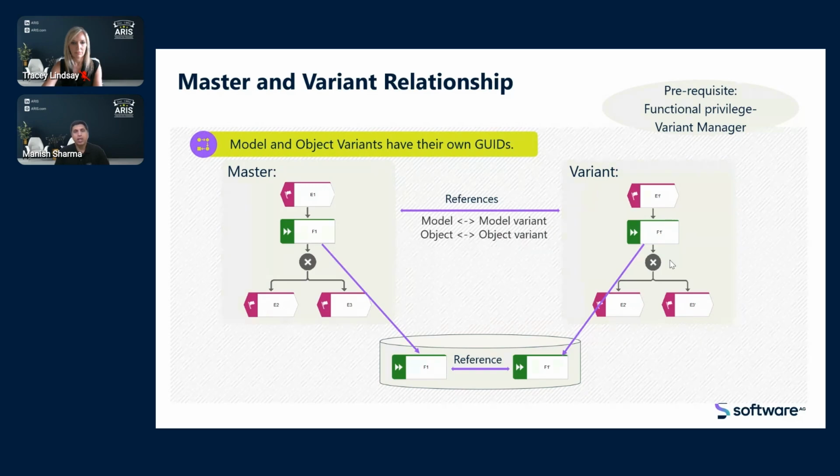So model and object variants will have their own GUIDs because they are two different elements within ARIS. So when you make a copy of them as a variant, it creates a new definition. What that means is that both of these are separate entities and they have their own GUIDs to identify them.